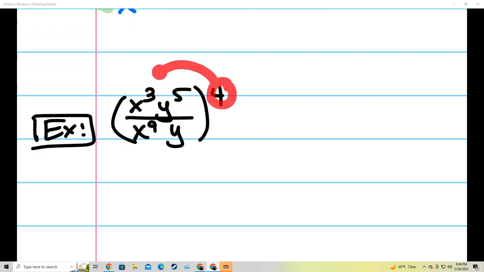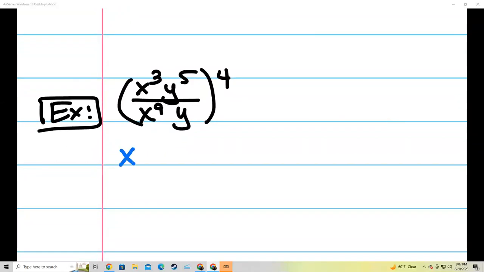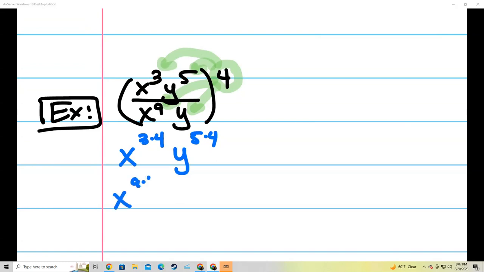That four goes everywhere. It goes everywhere, guys. So it's got to go here, here, here, and here. Every single one gets a power of 4. Now remember that when you go 3 to the 4th, you technically multiply those exponents together. So what am I going to end up with? I'm going to end up with an x to the 3 times 4, y to the 5 times 4. Let me go ahead and highlight this and just say this goes here, here, here, and here. x to the 9 times 4. And then y to the, you remember that has an imaginary 1 there. So this is going to be 1 times 4.